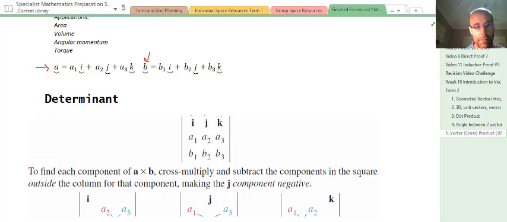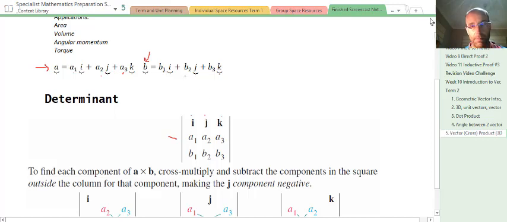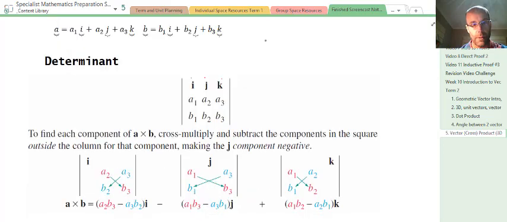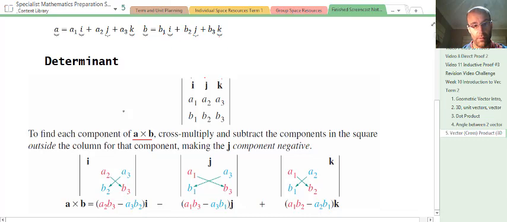On the second row of the determinant, we put in the coefficients of the first vector, A1, A2 and A3 from above. You can see them arranged in the second row. And then in the third row we do likewise with B1, B2 and B3 from the second vector B. To find the resultant of A cross B, we go through the determinant process. So we'll have three sets of values that we do various operations on.